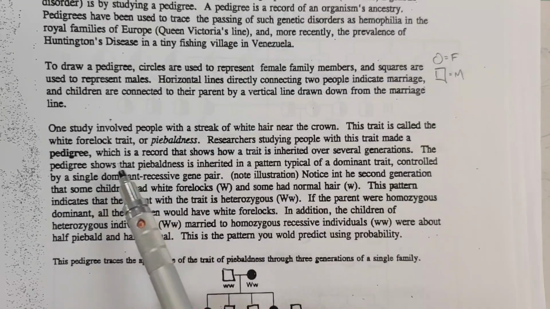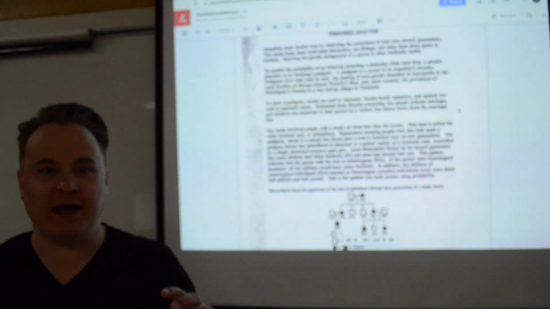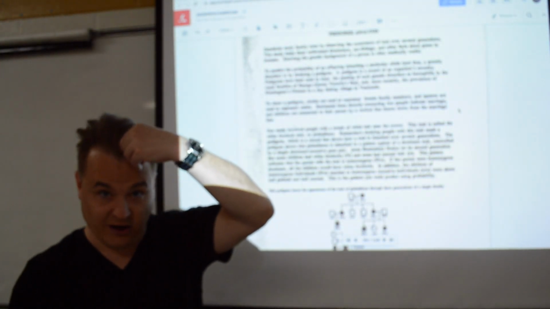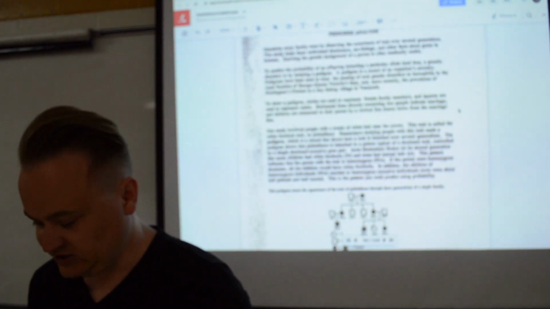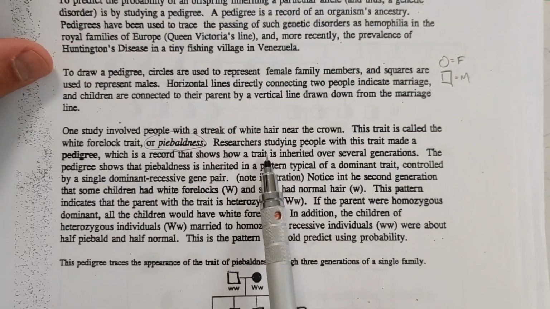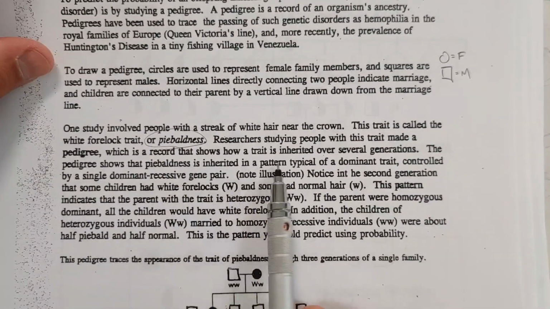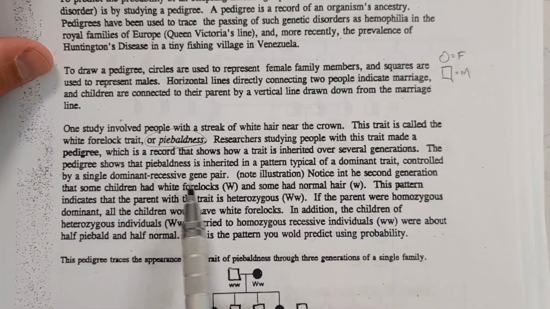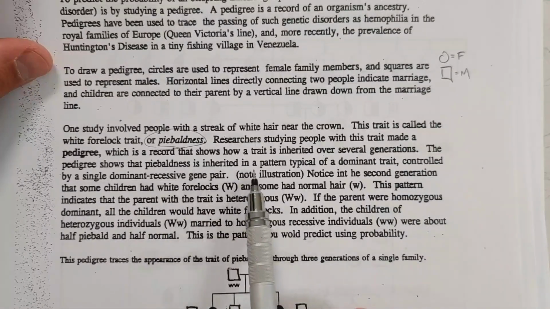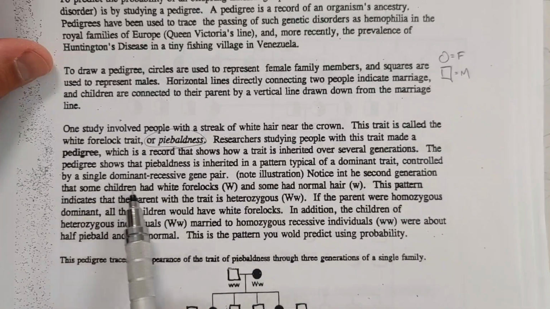One study involved people with a streak of white hair near the crown. This trait is called the white forelock trait, or we're going to call it piebaldness. Now, what piebaldness means is you've just got a patch of white hair sticking out right here. And it's a trait that's passed on from generation to generation. Let's look at it. Researchers studying people with this trait made a pedigree, which is a record that shows how a trait is inherited over several generations.